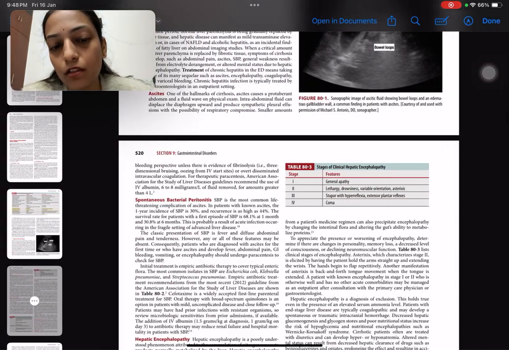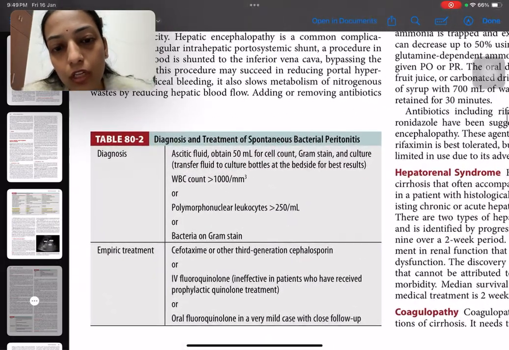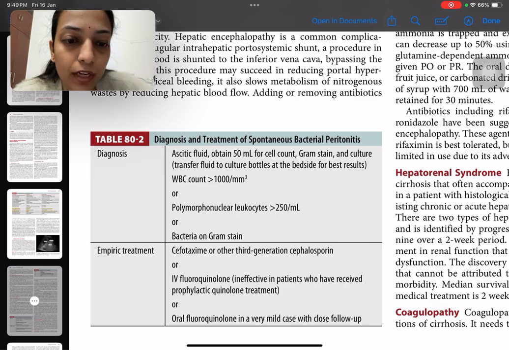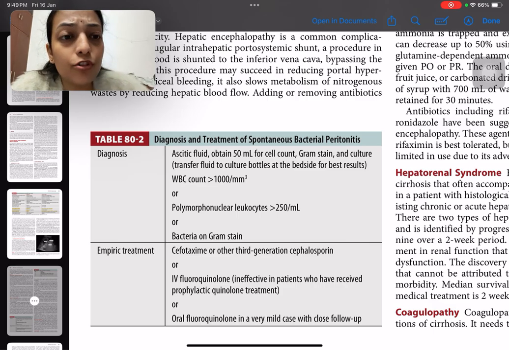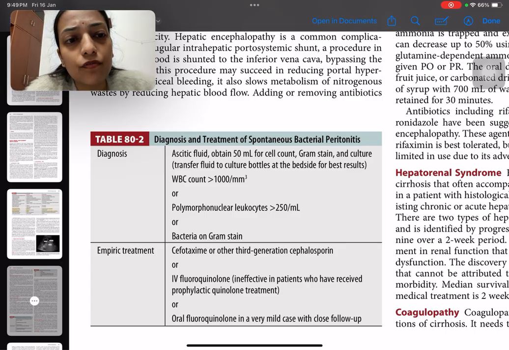Yes. So this is the table we were talking about. Diagnosis and treatment of SBP, right? So how do we diagnose it? We take ascitic fluid. How much do we take? 50 ml for cell count, gram stain, culture. Transfer fluid to culture bottles at bedside for best results.